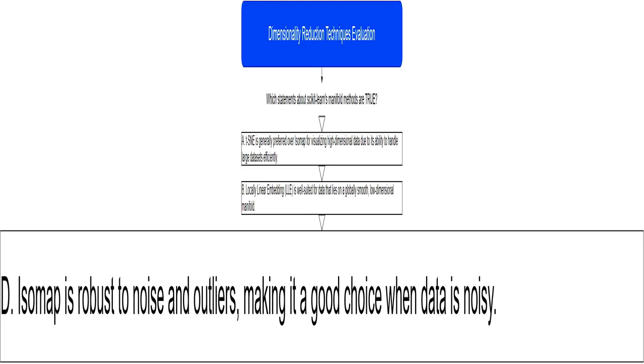This statement is also false. Isomap is quite sensitive to noise and outliers because it relies heavily on the distances between data points. Outliers drastically affect these distances, resulting in inaccuracies.